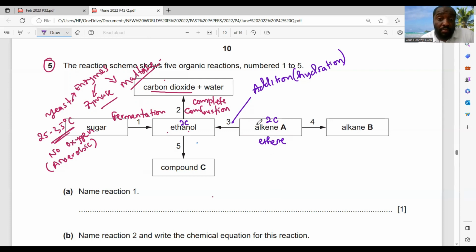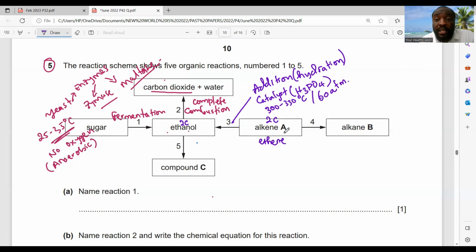Right? Now, what are the reaction conditions? The reaction conditions here, you need a catalyst, mainly phosphoric acid. You could also use sulfuric acid. All right. So you have phosphoric acid. You need a temperature of about 300 to 330 degrees centigrade. You also need a pressure of 60 atmospheres. That's it.